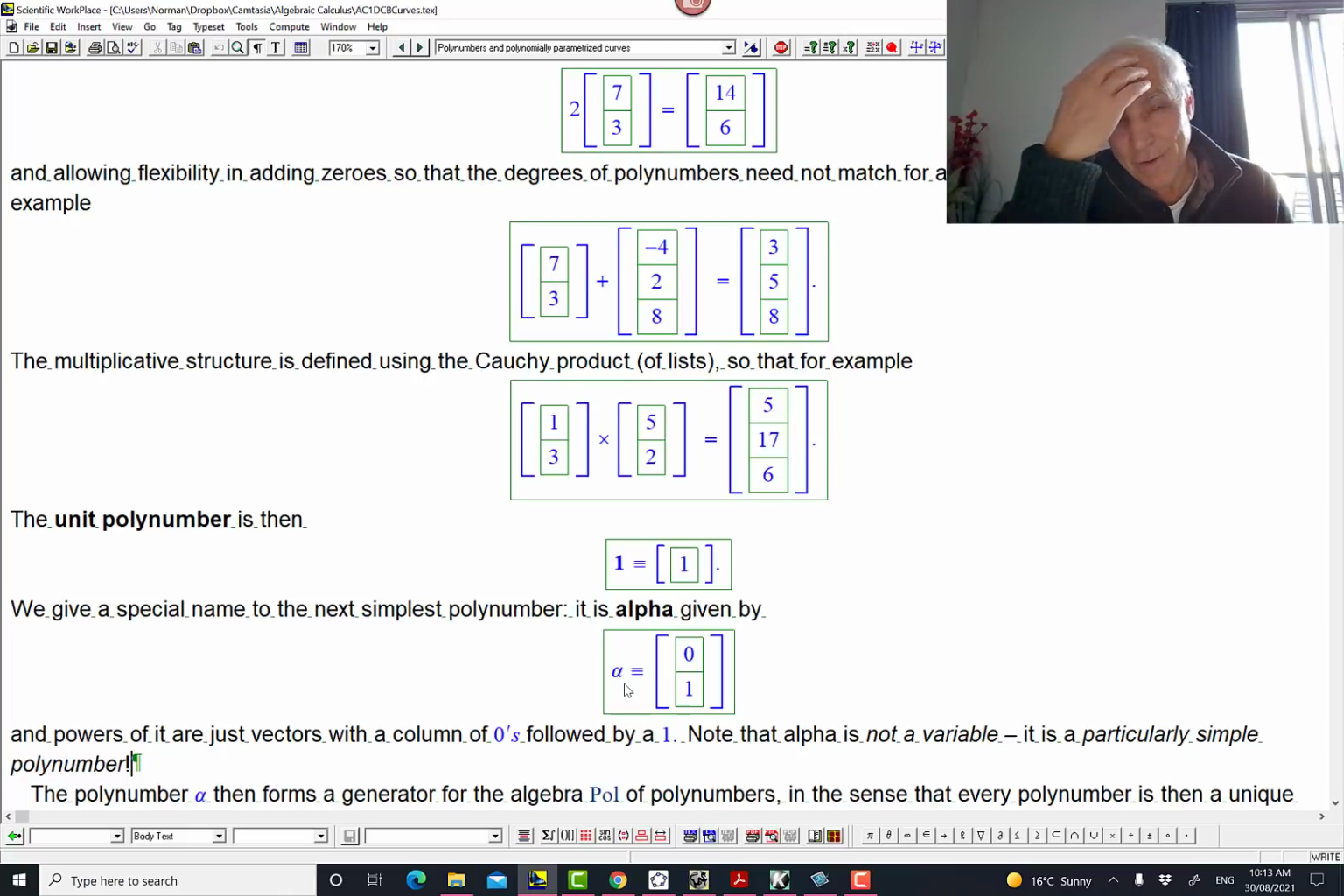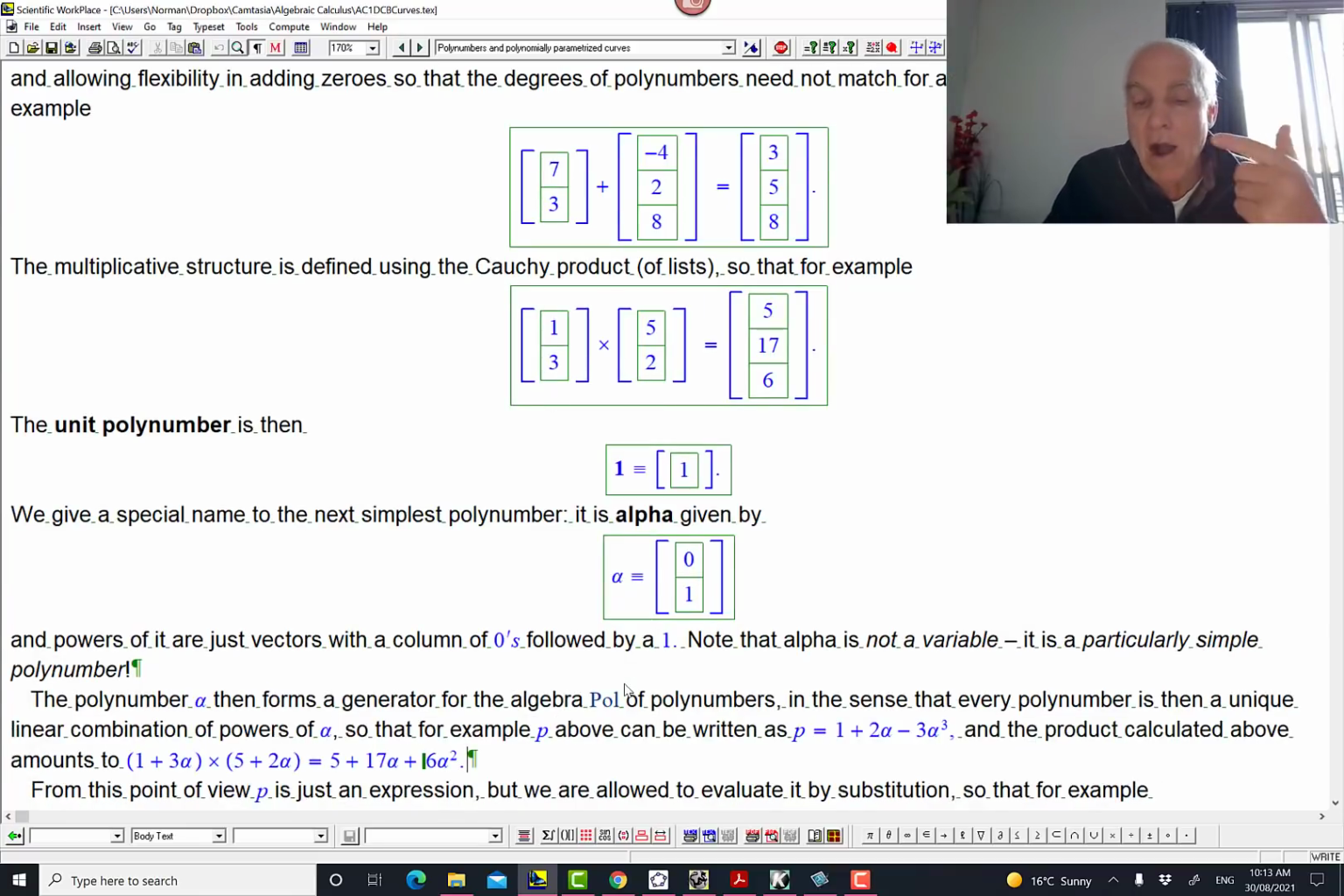For me, the notion of a variable is problematic. I don't really know how to define that exactly correctly. So here, the alpha is just a polynumber. It's this particular polynumber. But it's very convenient because powers of alpha then form a natural basis, or you could say that alpha is a generator for this algebra, let's call it Paul, of polynumbers, in the sense that every polynumber is then a unique linear combination of powers of alpha.